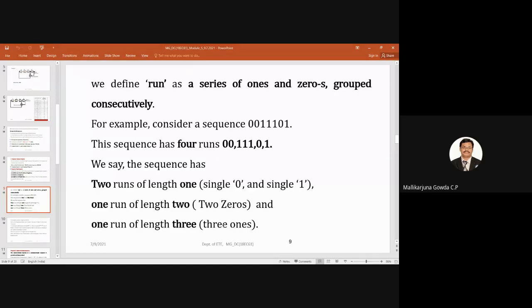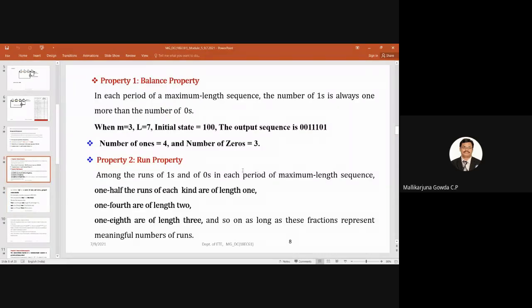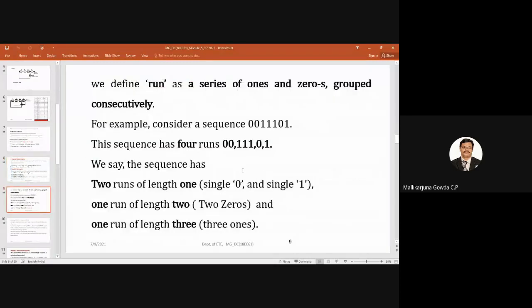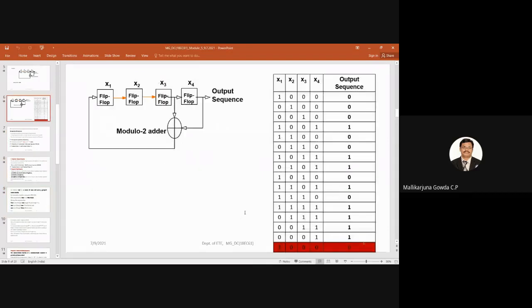Because 1 by 8 into 4, so 4 and the 4 2s are 8, 1 by 2. So 0.5 runs are not there, right? Minimum run length is 1, right? So that will not hold good for this. That is why the one run is having a length of 3 bits. So hope you are able to see this with respect to this example, with respect to the sequence.